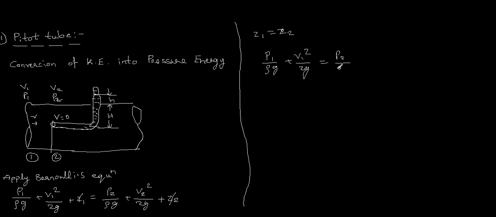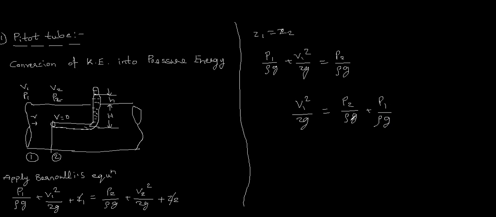P2 by rho g. And again, according to the analysis, by the conversion of kinetic energy into pressure energy, the velocity is 0, so V2 is also 0, so the V2 square by 2g term becomes equal to 0. Now I want to write V1 square by 2g as P2 by rho g minus P1 by rho g.